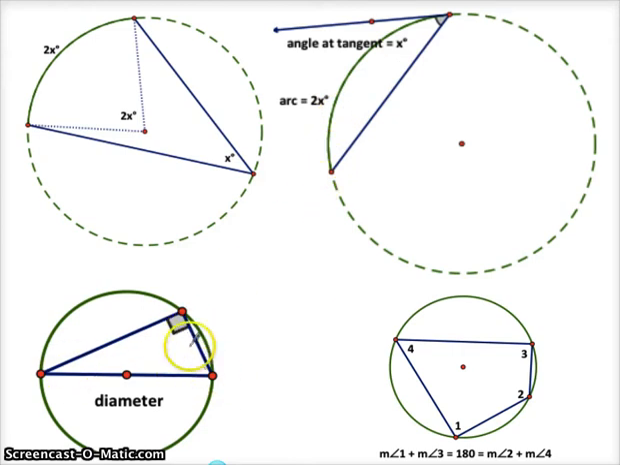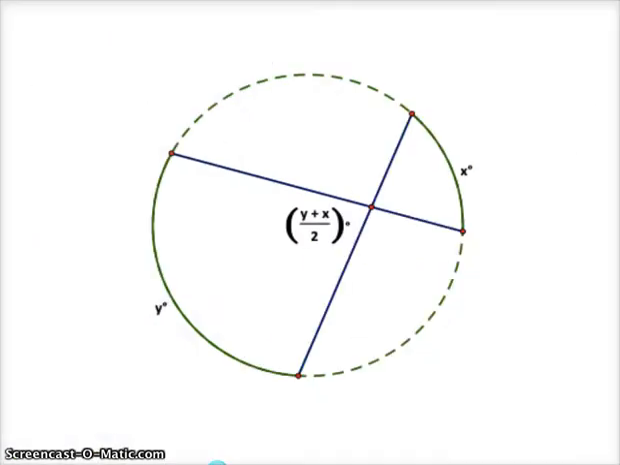If you have a diameter and you connect it to any point on the circle like this, you will get a right angle, you get a right triangle. That's really a special case of this, of course, because the semicircle is 180 and this angle intercepts that semicircle. Extending this fairly quickly gets you to this idea. If you have a quadrilateral inscribed in a circle, opposite angles are supplementary. So 4 plus 2 is 180, and 3 plus 1 is 180.